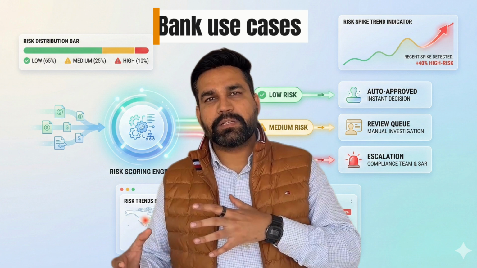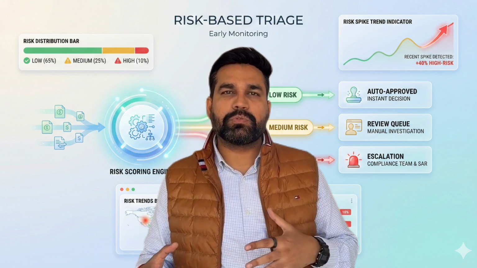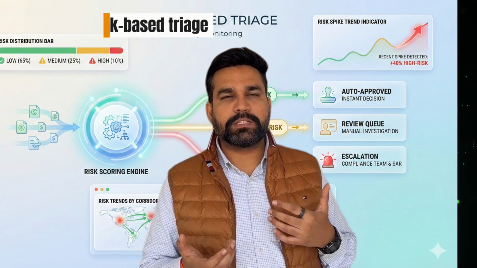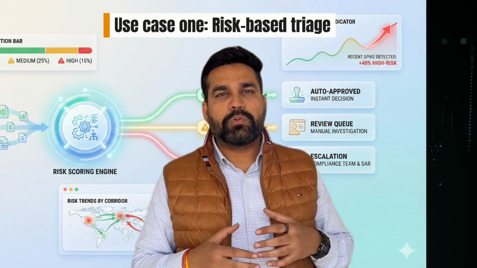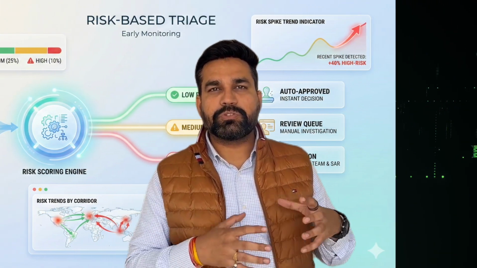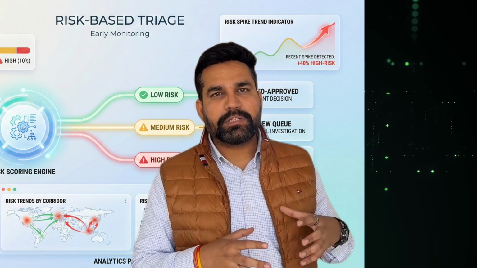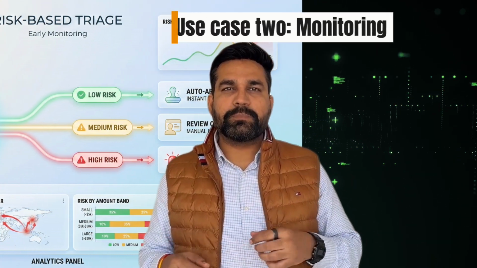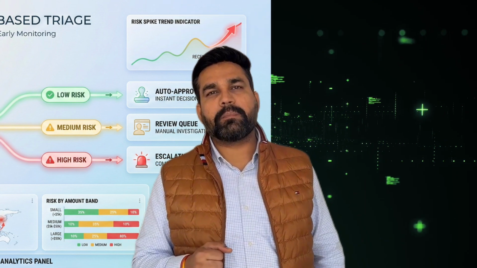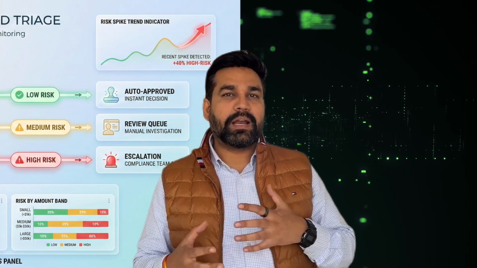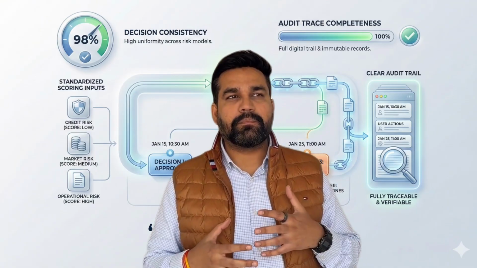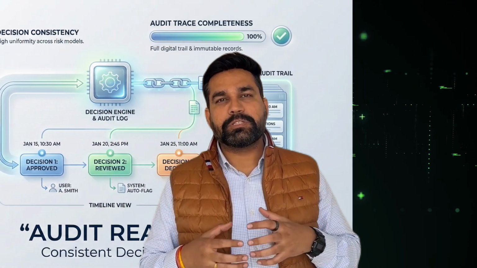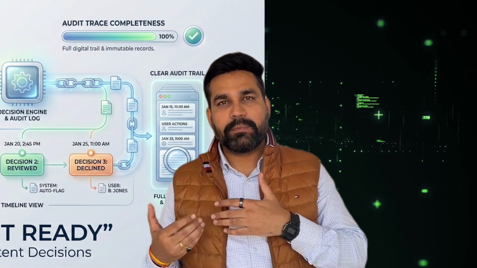Here are three practical ways banks can use this approach for fraud monitoring and risk operations. Risk-based triage. Auto-approve low risk, route medium risk to review, and escalate high risk for deeper checks. Monitoring. Track risk spikes by corridor, goods type, or amount bands in Power BI and investigate early. Audit readiness. Standardized inputs, consistent decisions, and a clear trail of what happened and when.